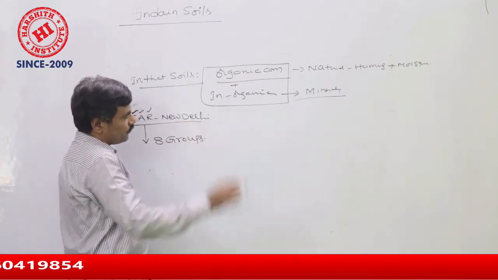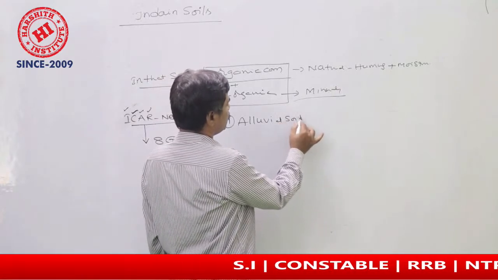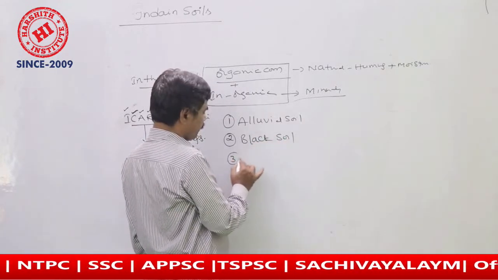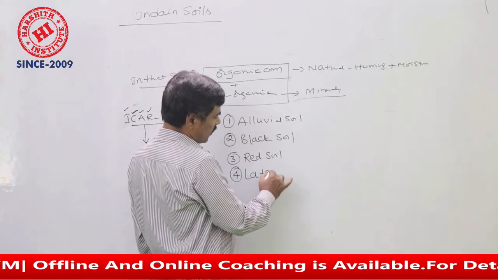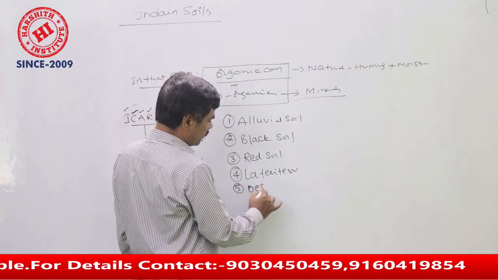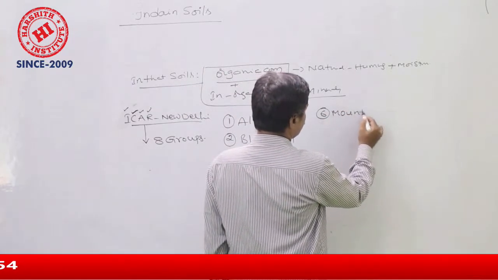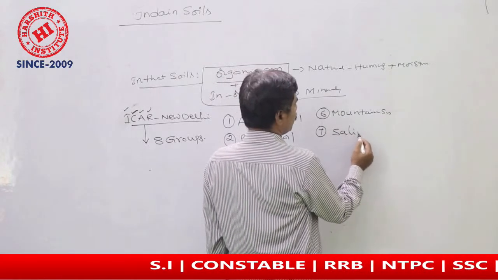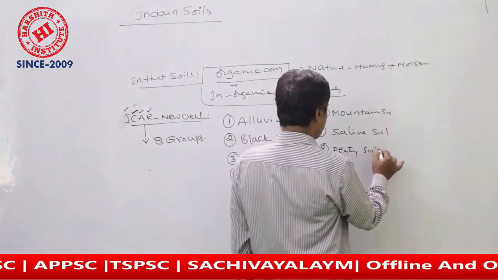They are: the alluvial soil, which is the main soil; second, the black soil; third, the red soil; fourth, the laterite soils; fifth, the desert soil; sixth, the mountain soils; seventh, the saline soil; eighth, the peat soil. These are the 8 groups of soils.